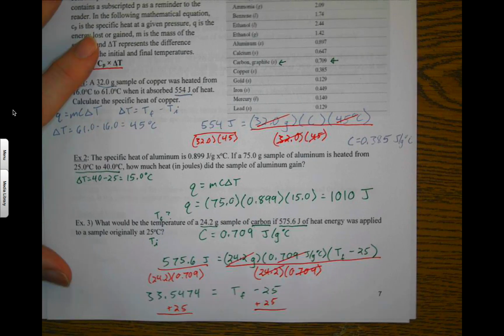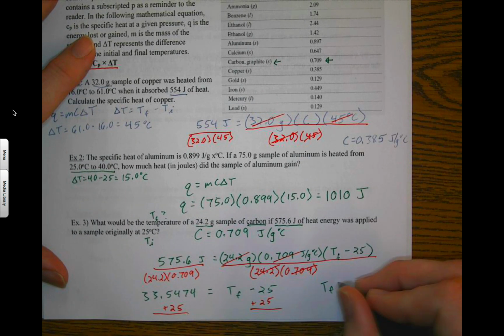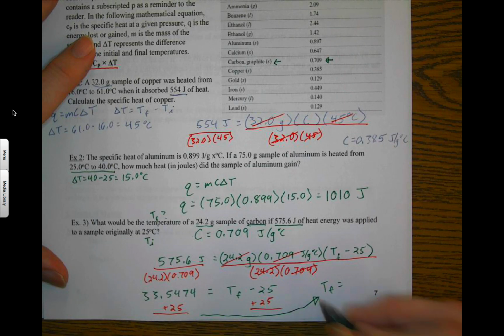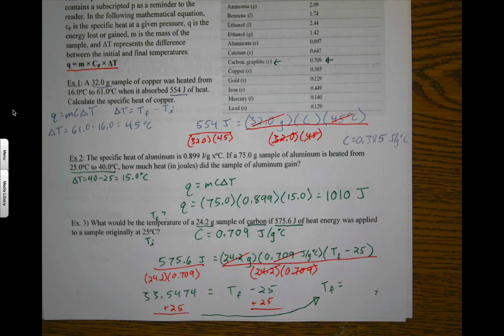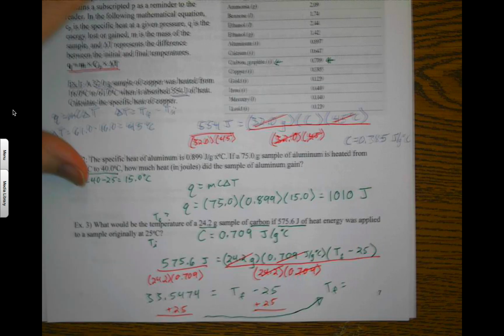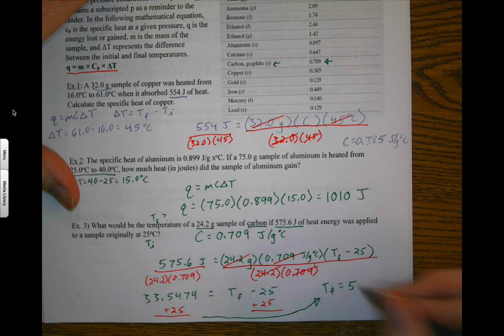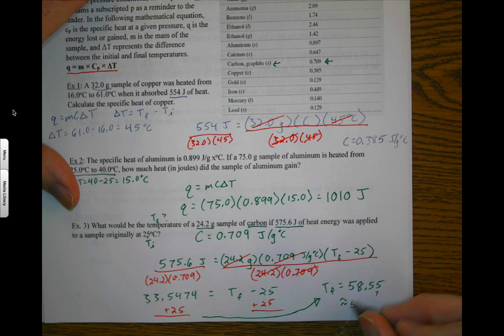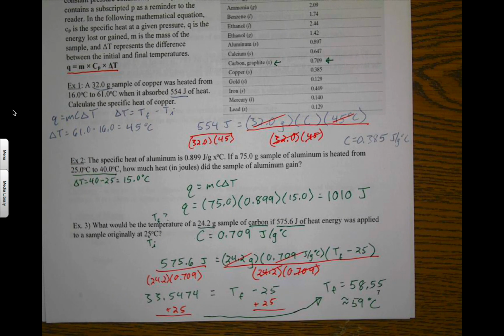And so our T final, we ran out of room, so we have to go over here. And we'll add 25, and that will be 58.55, but we should actually round it to 2 sig figs, looks like. So we'll just call it 59 degrees Celsius. Okay? Simple enough.